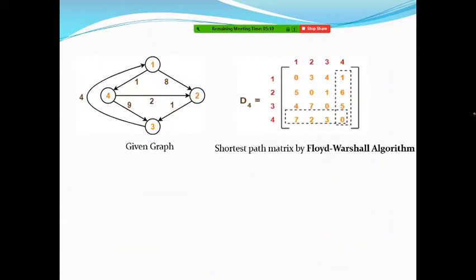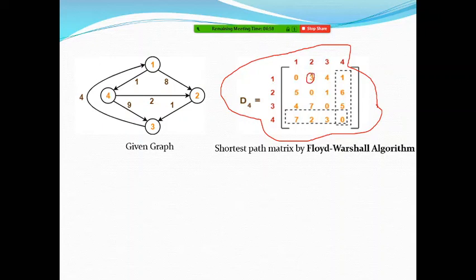Now, with the help of this algorithm, we have obtained our last matrix D4. So it is over with D4. Now you can verify how it is giving the shortest distance. I'm just taking one or two entries. This entry is 3. What is the meaning of this entry being 3? It is the shortest distance from 1 to 2.